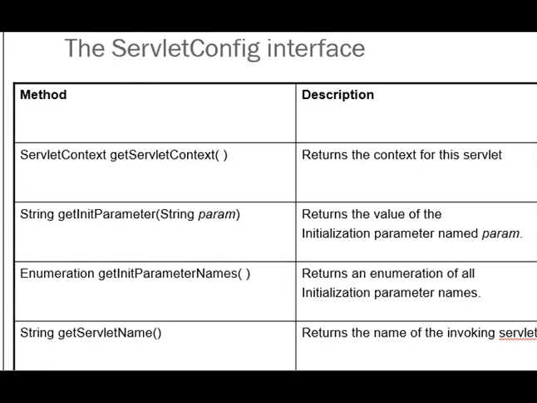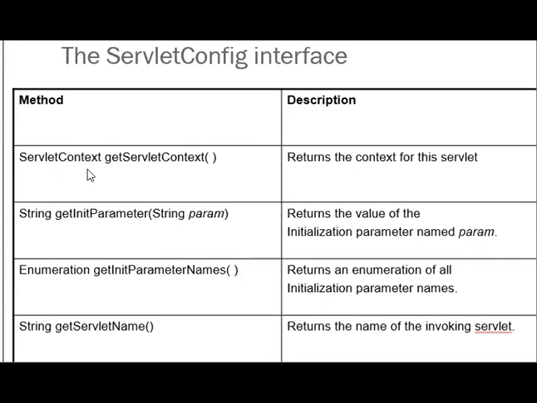So apart from this, we have a few other methods of ServletConfig. getServletContext: the context of the servlet can be extracted. Then getInitParameter: the initialization parameter can be obtained. Then getInitParameterNames: only the names of the parameters can be extracted as an enumeration. getServletName returns the name of the invoking servlet. So these are just the methods and their descriptions.